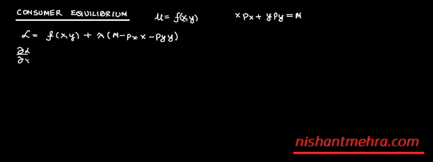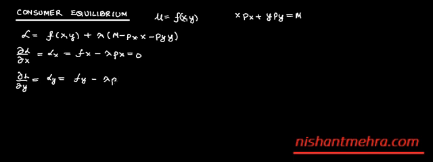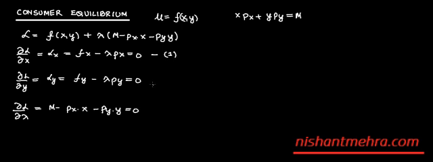So del L by del x, which is say Lx, is fx minus lambda px equals 0. Del L by del y, say Ly, is fy minus lambda py equals 0, and del L by del lambda is m minus px x minus py y equals 0. So this is equation 1, 2 and 3.